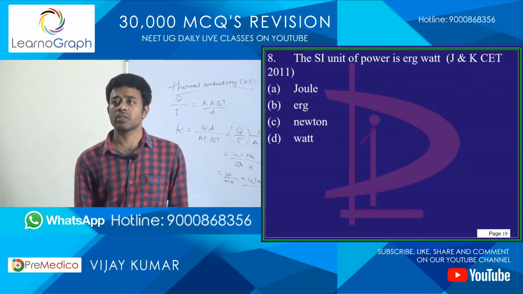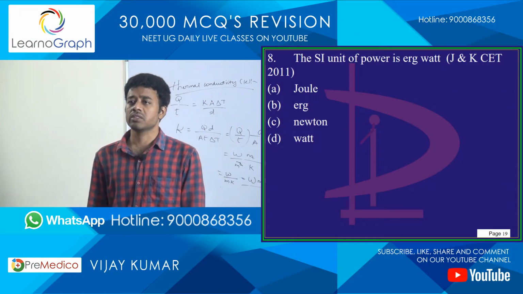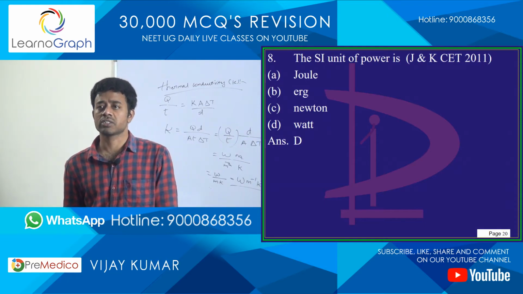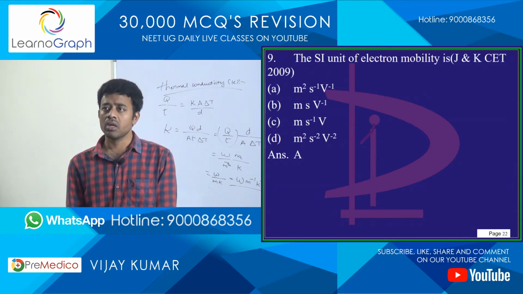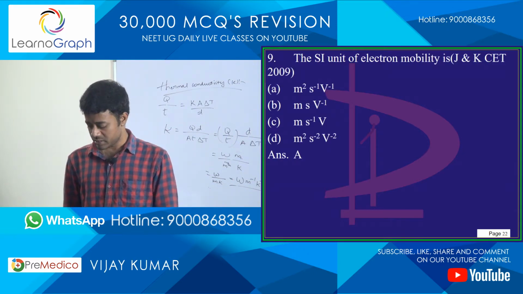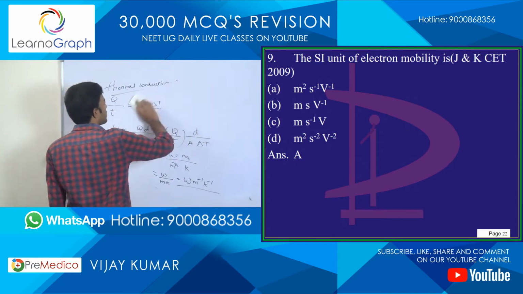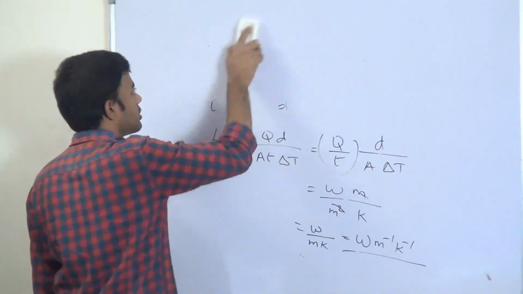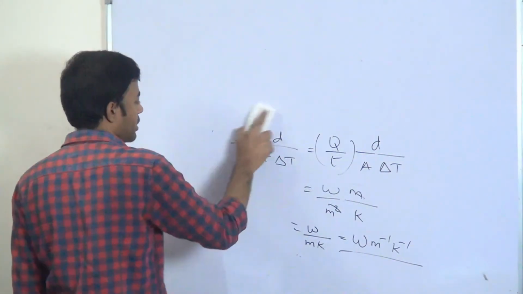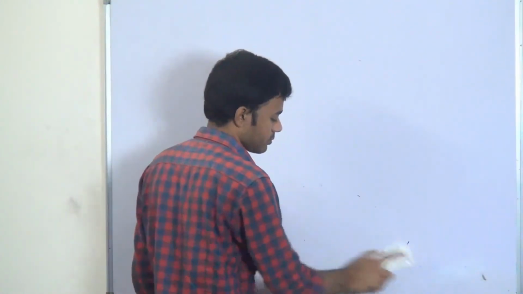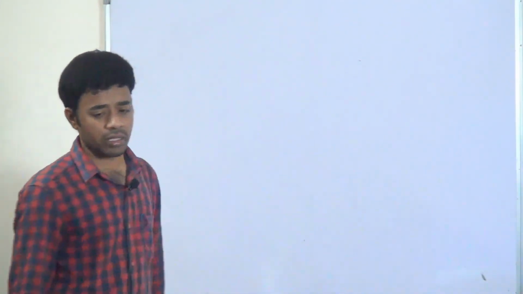That was problem number 7. And problem number 8, the unit of electron mobility. Now we have to find this because this is a more interesting question. As with thermal conductivity, what is the unit of electron mobility? I think many of you may know that. Here we have some relation for electron mobility.